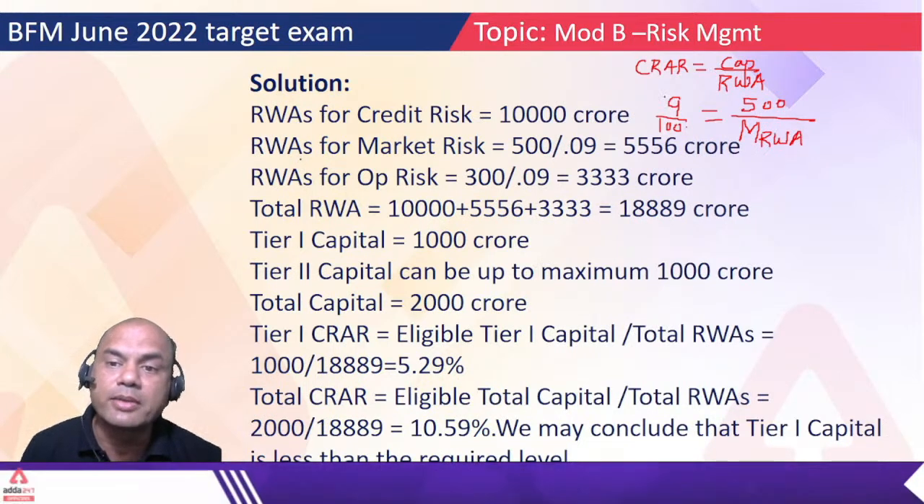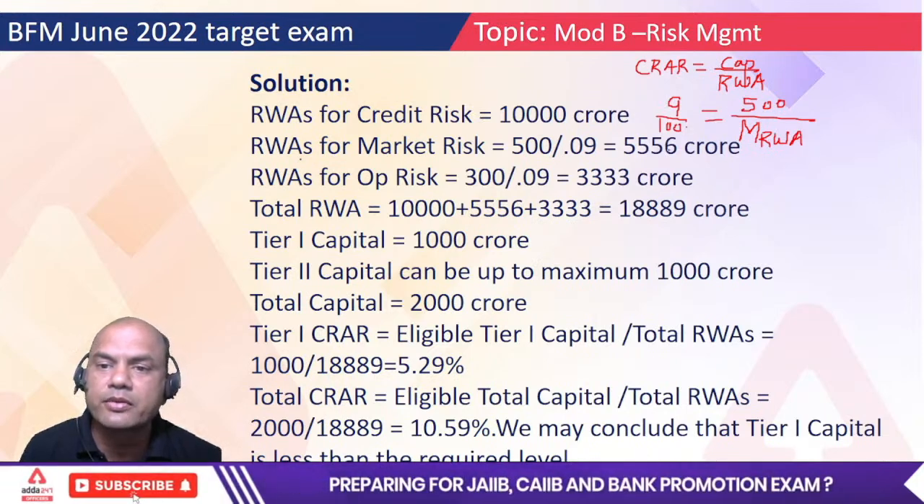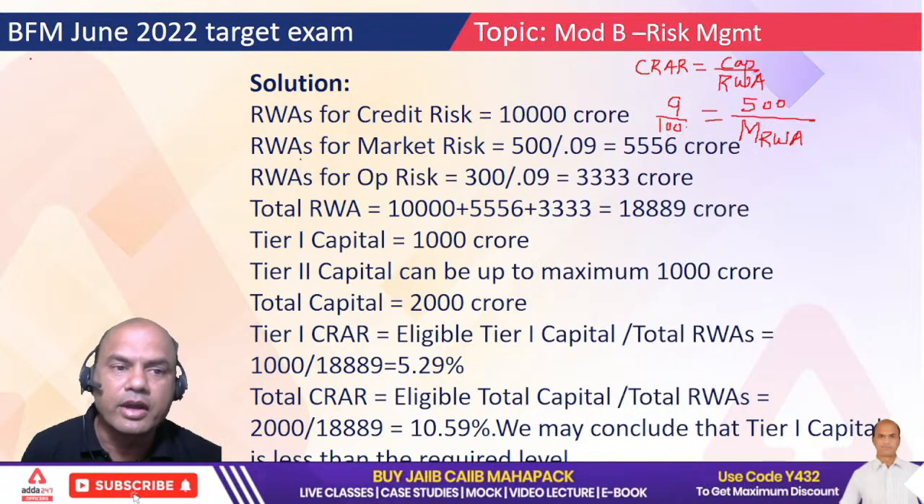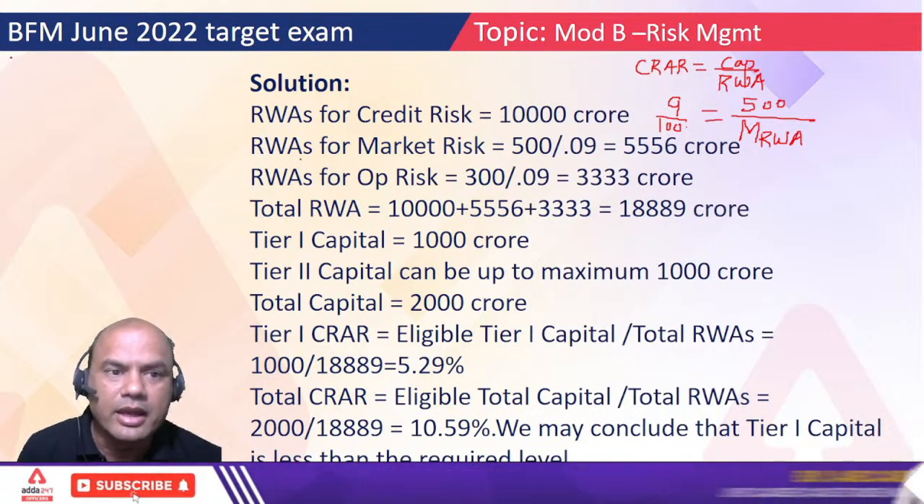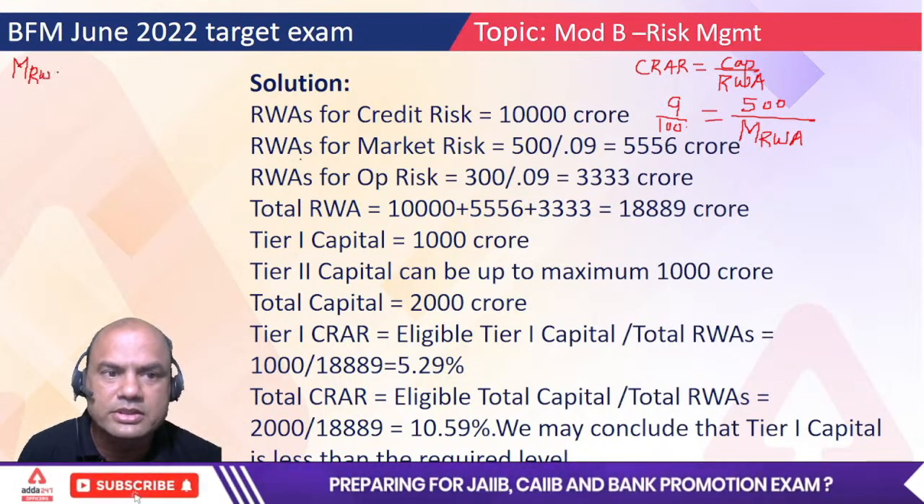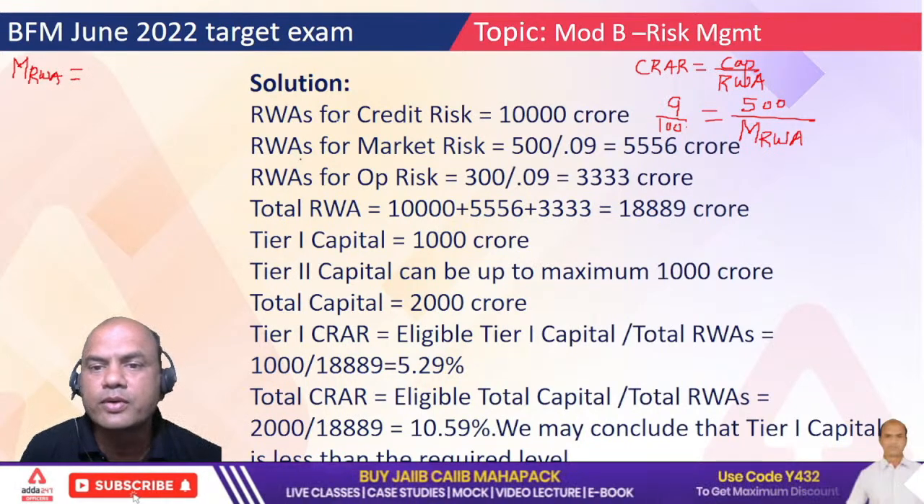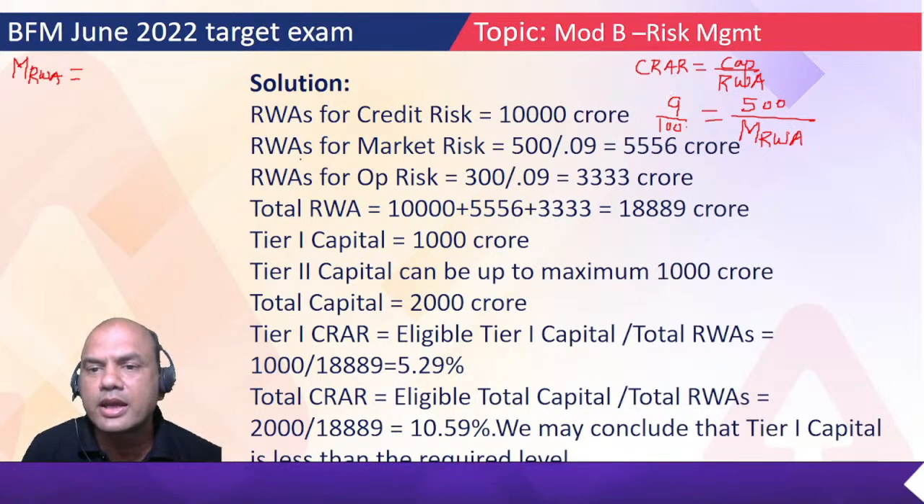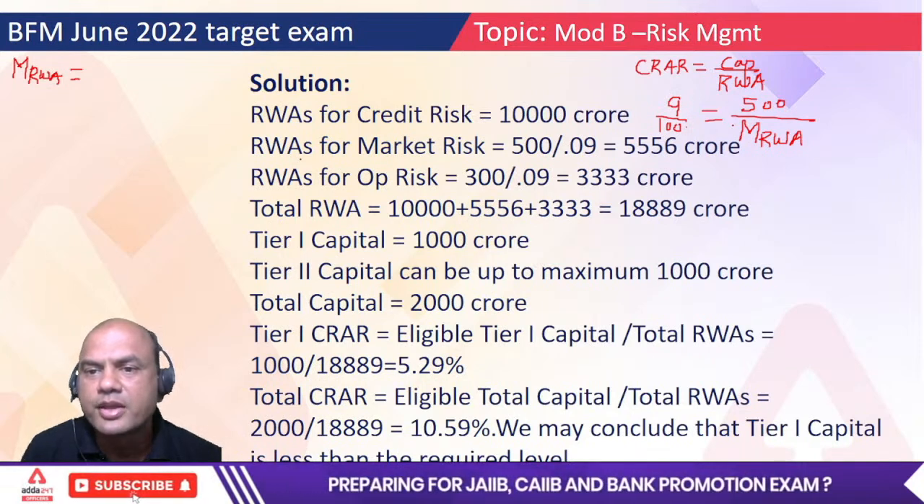So how will I find this market RWA now? Market RWA equals 500 into 100 upon 9. Isn't it? So 500, I'll write it over here. MRWA, or the final answer, I'll write it over here. MRWA equals, calculate this. Do it fast. Everyone do it. 500 into 100 upon 9.